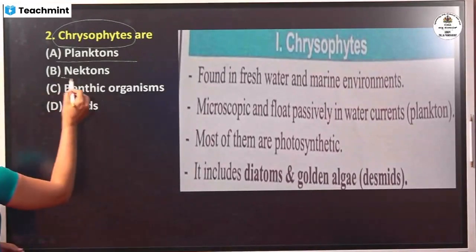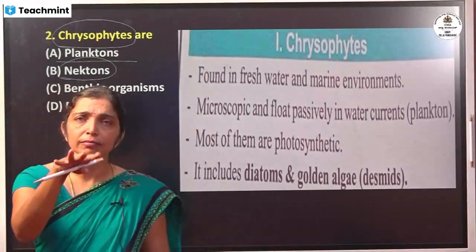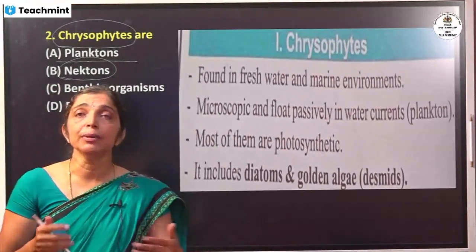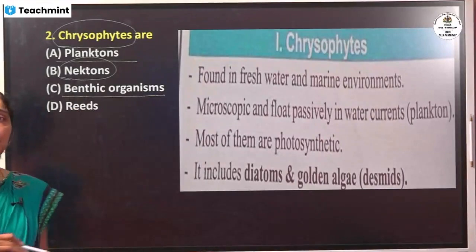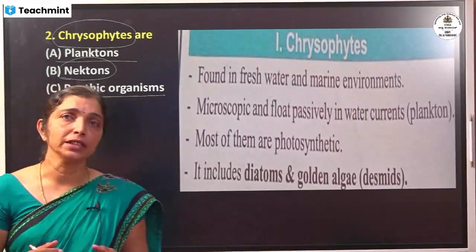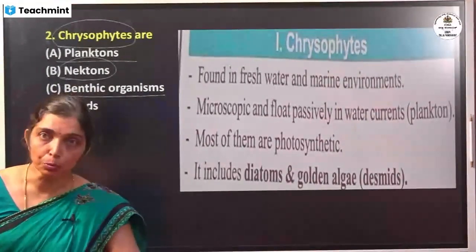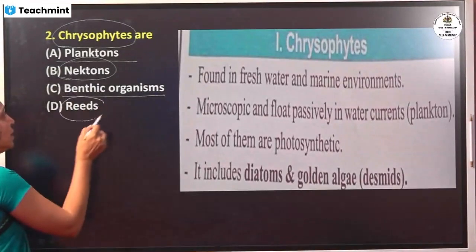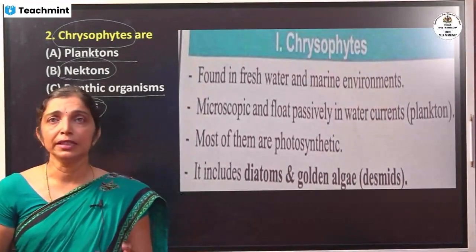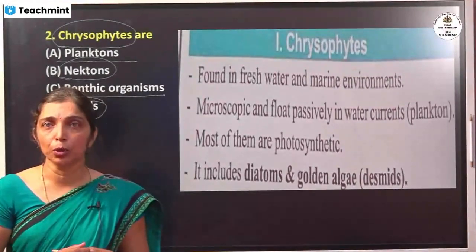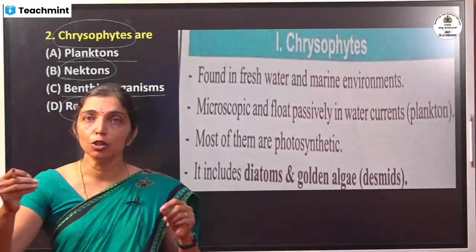What do you mean by nectons? Nectons are aquatic organisms which swim about, and these are swimming independent of the water current. When you come to the benthic organisms, what do you mean by benthic organisms? Benthic organisms are bottom dwellers. So they will be found at the bottom of the water body. And then we have the reeds. In Kannada, reeds are known as jondugalu. So what do you mean by reeds? These belong to the family Poaceae, grass family. And these are having very thin, long leaves.